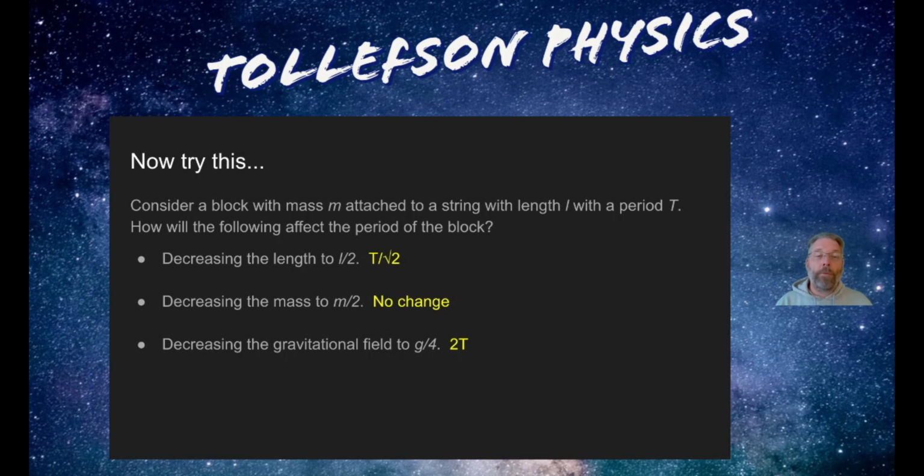All right, so when you decrease the length, you're going to decrease the period by a factor of the square root of 2. Mass has no effect. Remember, mass has no effect on this, so there's no change. And then if you make the gravitational field smaller, that's going to make the period longer. And because of that square root, it's twice as large when the gravitational field is 4 times smaller.